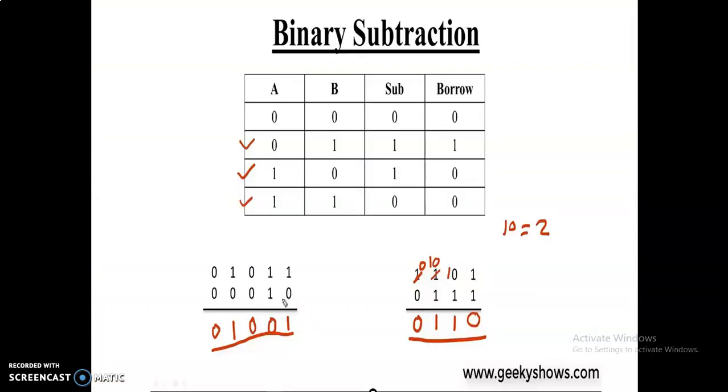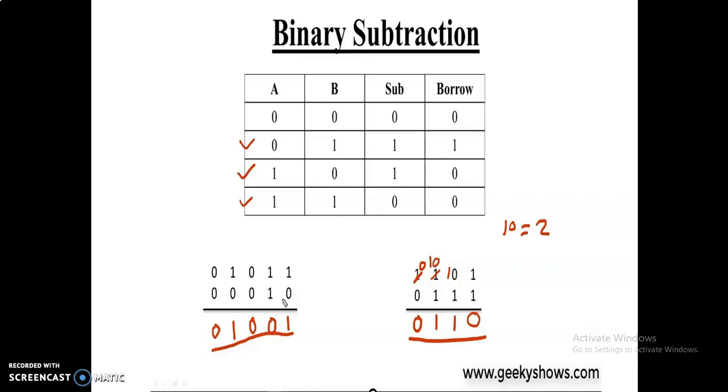So this is the truth table of the binary subtraction. In the binary subtraction, 0 minus 0 is equal to 0. 0 minus 1 is 1, that is, you borrow the 1 bit from the next bit position. So here 0 minus 1 means the output subtraction value is 1. The borrow is also 1.